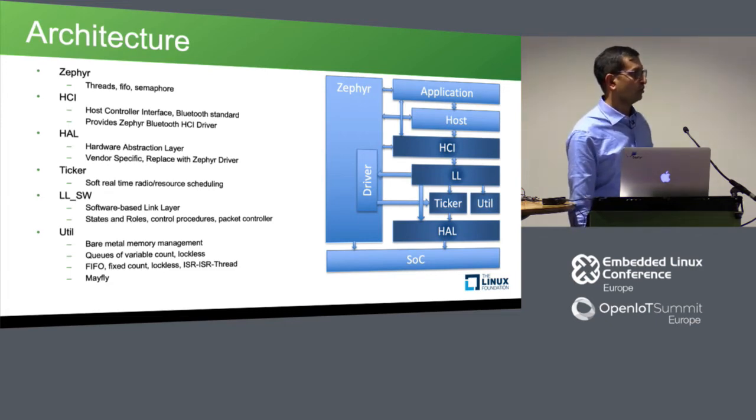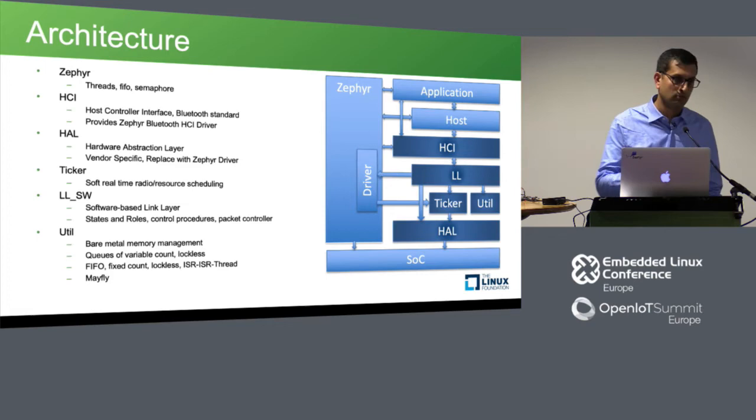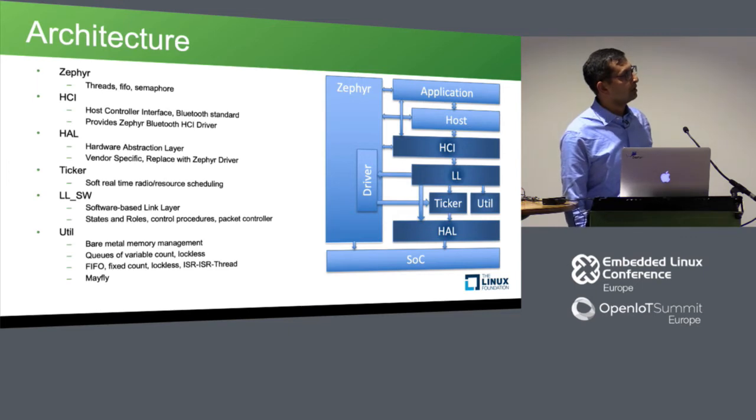Utility is barebone implementations of queues and FIFOs and a very lightweight memory management. It also has a small module that I have developed called Mayfly, and the idea behind it is basically race to idle. So it's just a way of executing functions across interrupt priorities. The link layer is the core implementation of the packet transmission and control packets and stuff like that. Above which is the HCI, and then you have the Zephyr host and application.